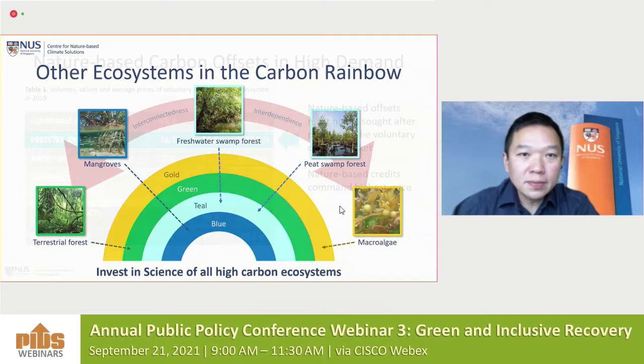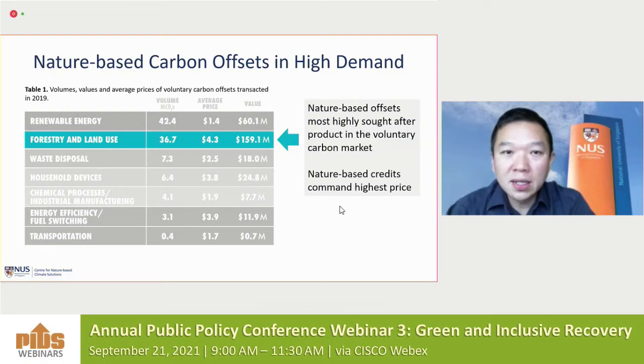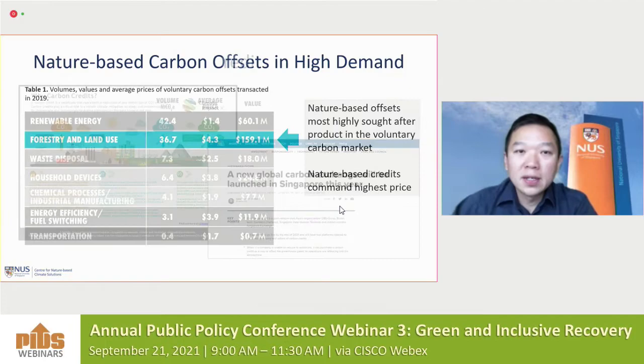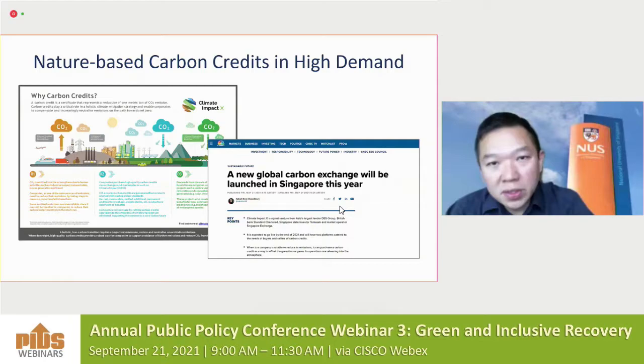It is partly because of the many benefits of nature-based solutions that nature-based carbon offsets are the most highly sought after product in voluntary carbon markets today. In fact, nature-based carbon credits are 3 times more expensive than renewable energy offsets. Given the growing global demand for nature-based carbon offsets, Singapore is positioning itself as a global trading hub for carbon-related services, with a focus on nature-based carbon projects and products.